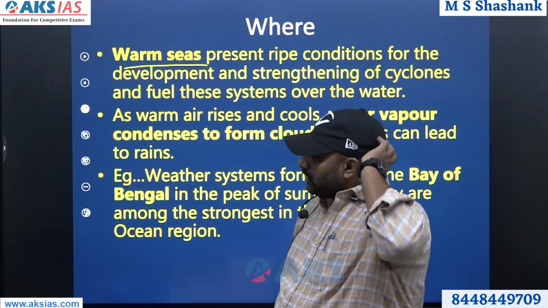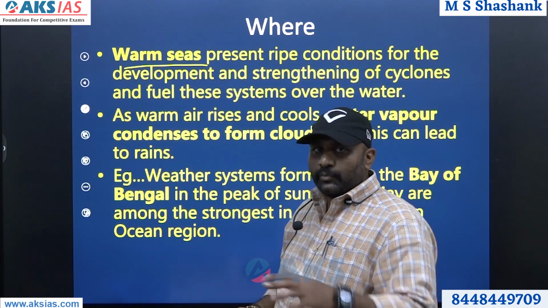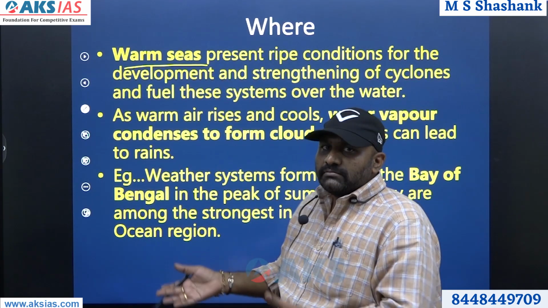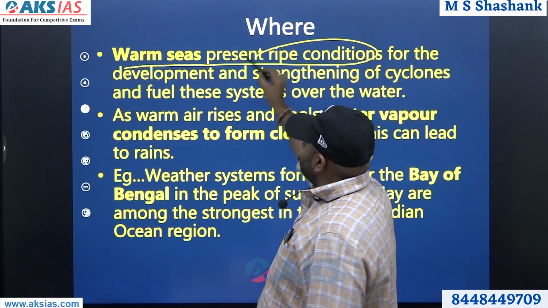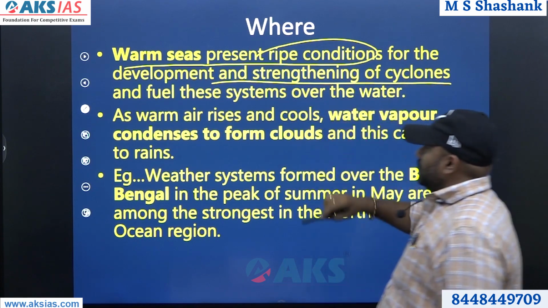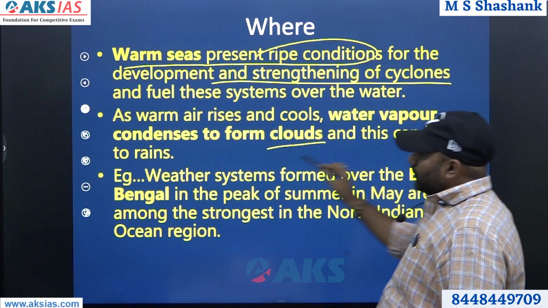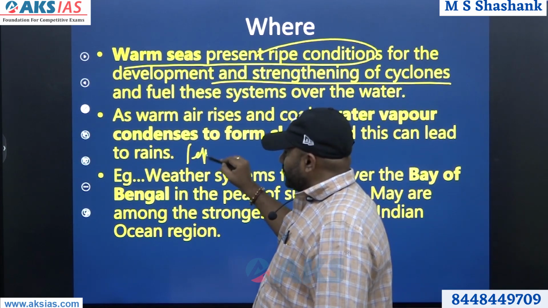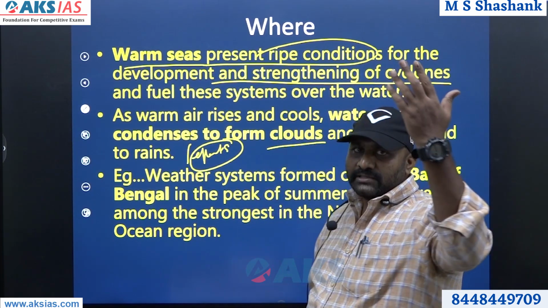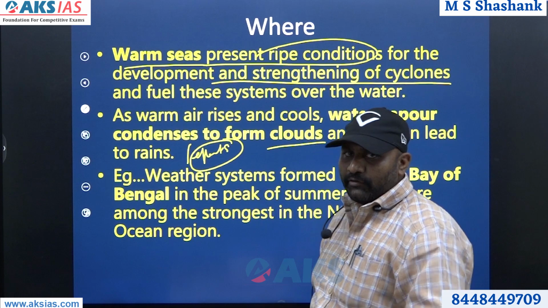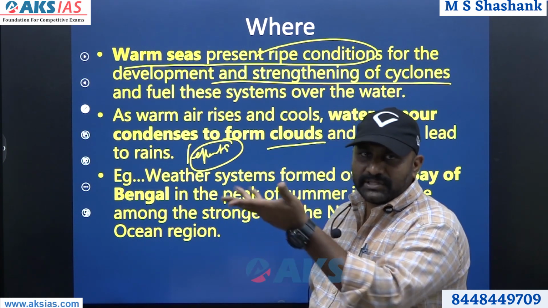For example, near Bay of Bengal and Arabian Sea, let's say that there is a lot of heat, a lot of evaporation takes place, low pressure regions are created, more chances of cyclone forming. So warm seas present ripe conditions for development and strengthening of cyclones. Now, warm air rises, cools, water vapor condenses to form clouds, and this can lead to rains. This is the effect of cyclones. The effect is warm air rises, clouds are formed, rain will form. So as a cyclonic situation is forming, rains also will start forming. That is what happens in cyclones.